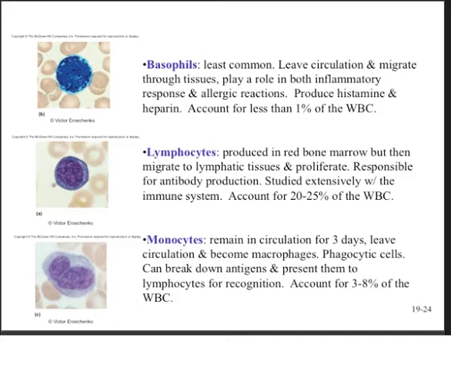Lymphocytes are part of our specific immunity. So when we talk about lymphocytes and monocytes, we're really talking about a whole other arm of our immune system that defends us against disease by sculpting a chemical attack specific for a particular pathogen. Lymphocytes are produced in the red marrow, but then they migrate to the lymphatic tissues where they proliferate. They're responsible for antibody production. They've been studied extensively in the immune system.